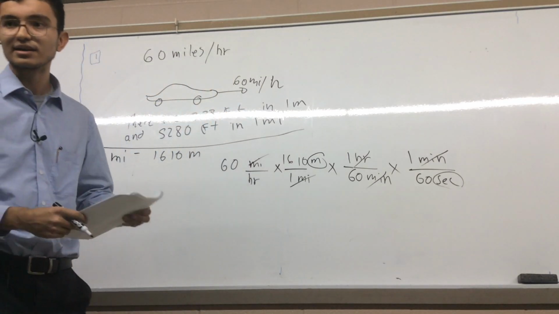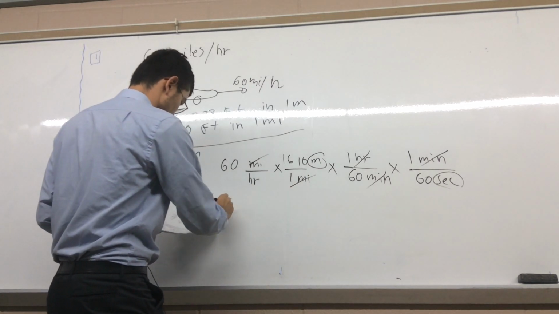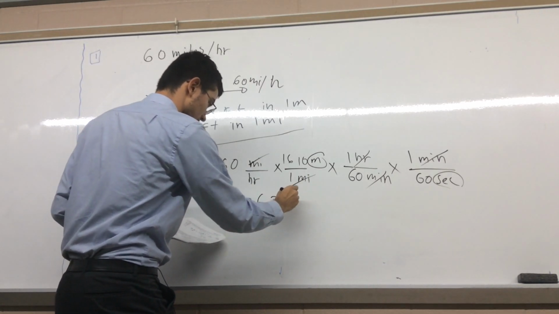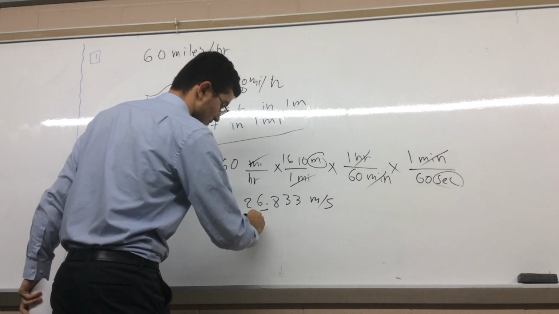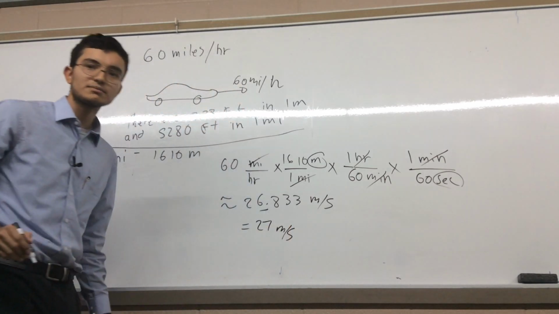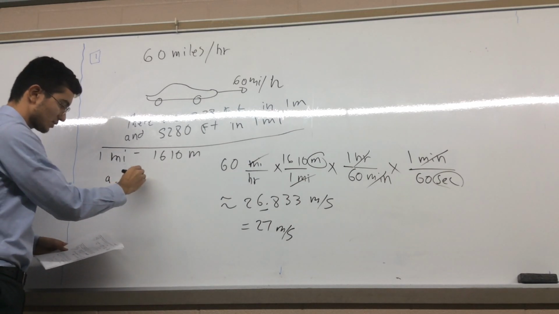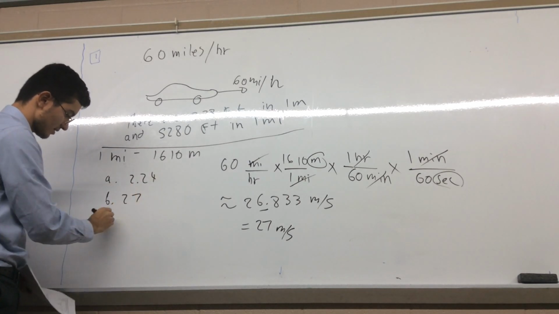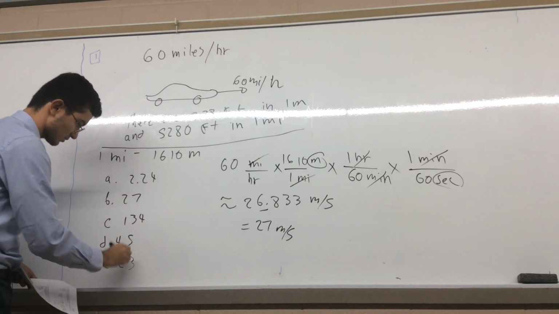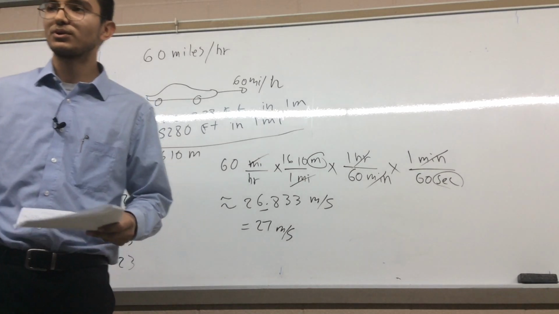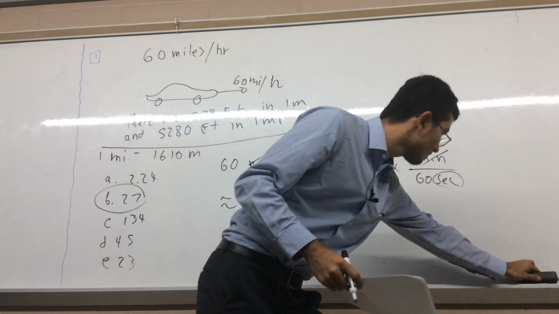Once you plug this into your calculator, you get about 26.833 meters per second. Rounded to two significant figures, you get 27 meters per second. In your answer choices there was A, 2.24, B, 27, C, 134, D, 45, and E, 23. So you pick B. Any questions about this? Everything's clear. Okay, we're going to move on to question 2.